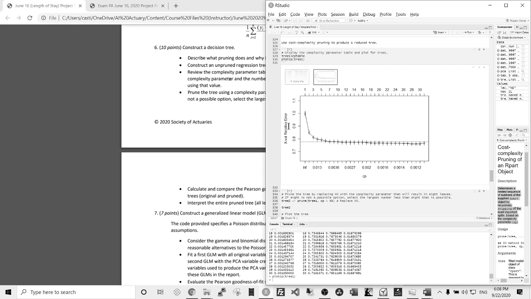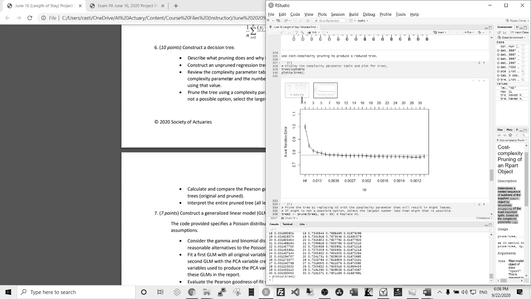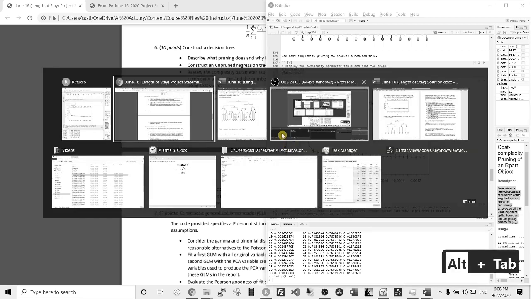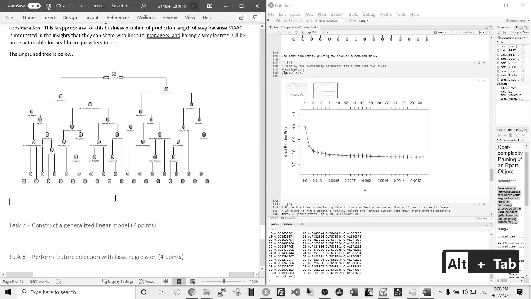Now, you might be confused because you don't know what relative error means. In the case of the decision tree, which is a regression tree, I believe that this is the root mean squared error. But in any case, you don't need to be concerned about that. If the question doesn't ask you for it, don't worry about it. Just do what they ask you to do.